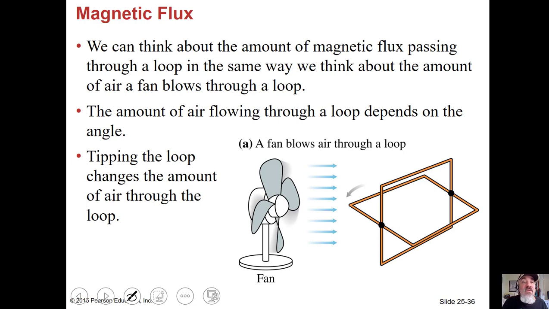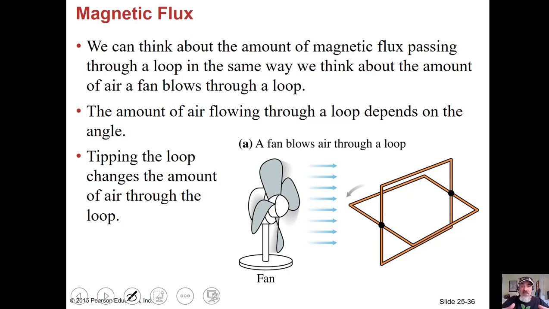So we can think about the amount of magnetic flux passing through a loop in the same way you think about the amount of air that blows through this loop. Or maybe how you have a bucket and it's raining outside. How much water can you collect in the bucket? If rain is coming straight down, you have the bucket like this and you collect all of it.